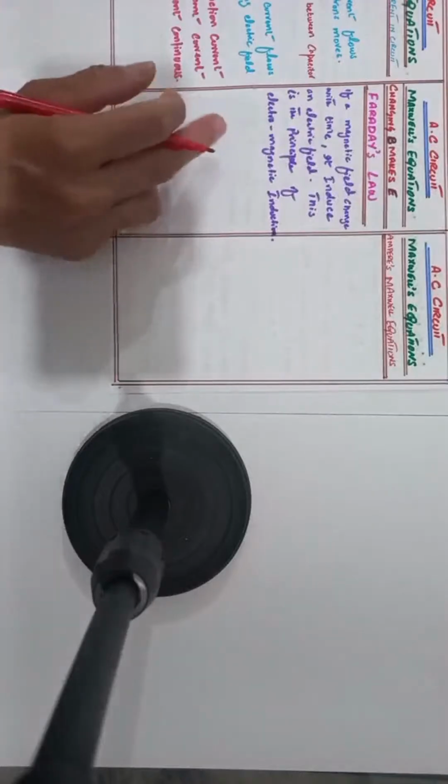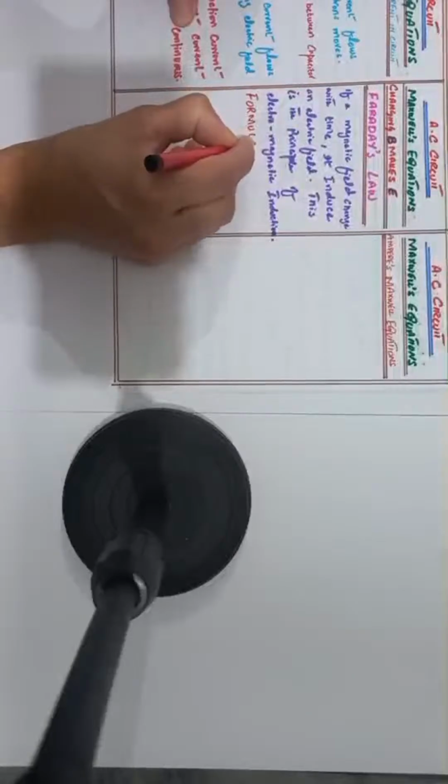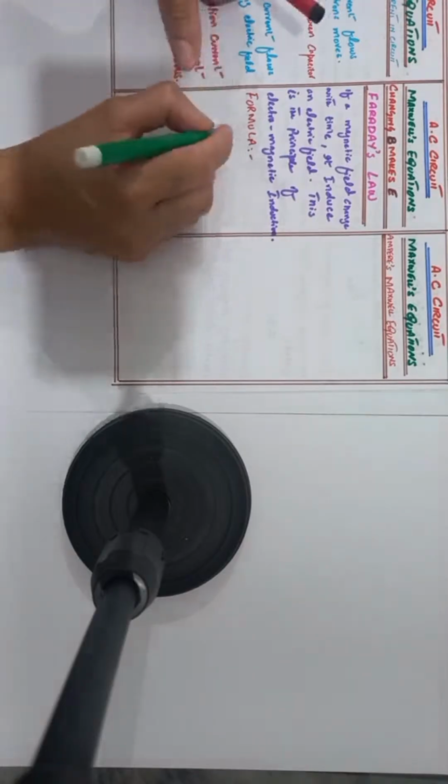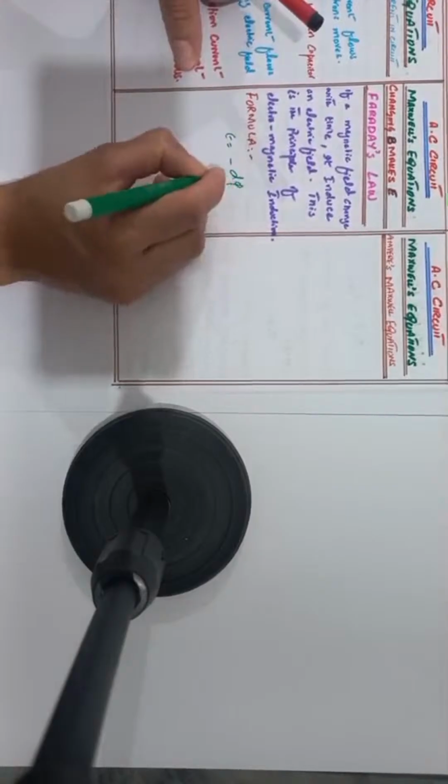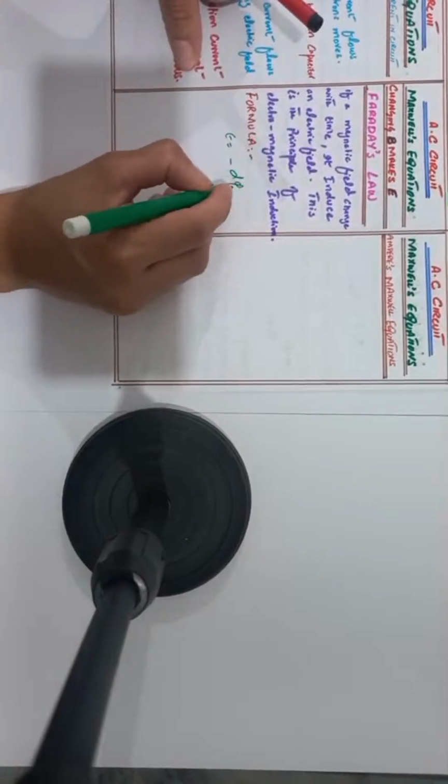Okay, now we discuss the Faraday law formula. What is the Faraday law formula? The induced field is equal to minus d phi, which shows the change of flux with time, and that creates the induced field.